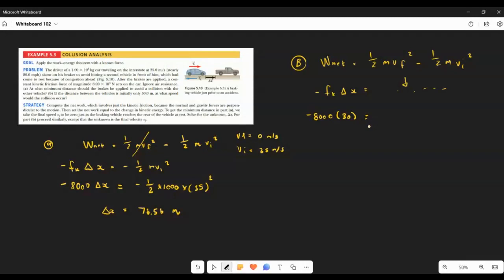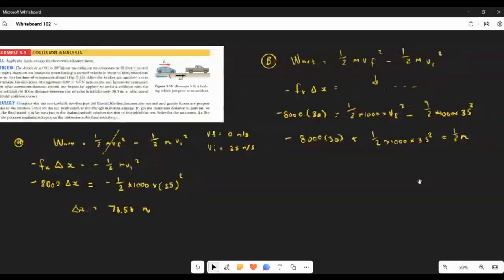And over here, we know that we're looking for VF, that's our unknown. So that's a half times 1,000 times VF squared, minus a half times 1,000 times VI, which was 35 squared. So what you're looking for is VF. So obviously you're going to want to take this and add it to the left hand side, and then it will equal the half MV.